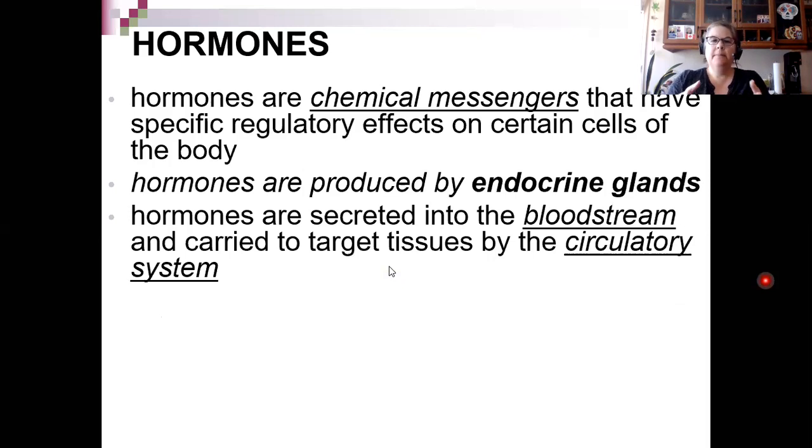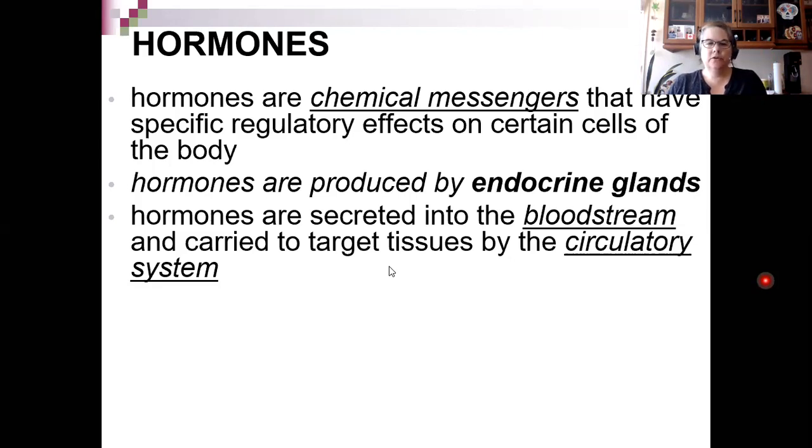So what happens is these glands produce hormones, and then the hormones get released into our blood, and then they travel through our circulatory system. But remember, they have no brain. They're just chemicals traveling through our circulatory system. They're not thinking about it, right?